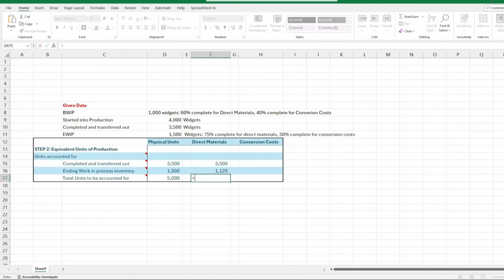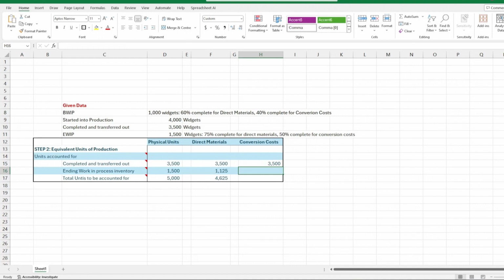Gives you the exact same number. This is just the sum again of both. And now we're going to do the exact same thing for the conversion cost. So completed and transferred out is again 3,500 since we're not giving any equivalent units or percentages.